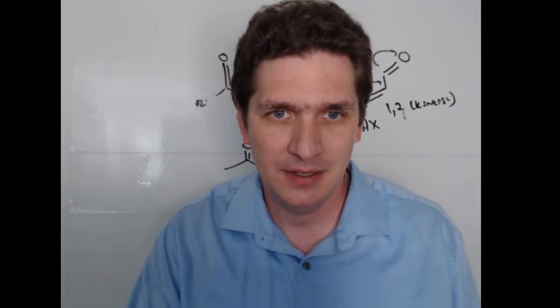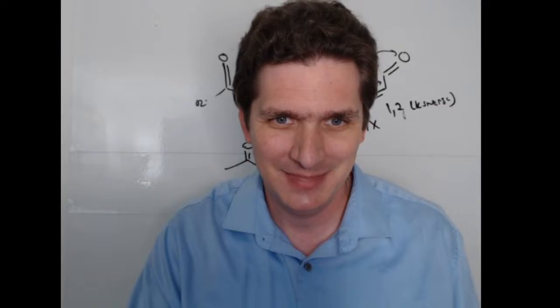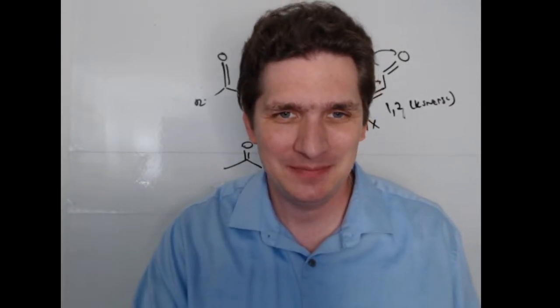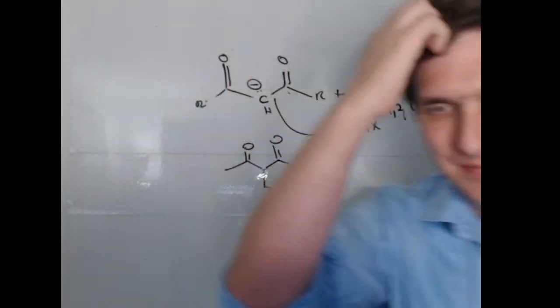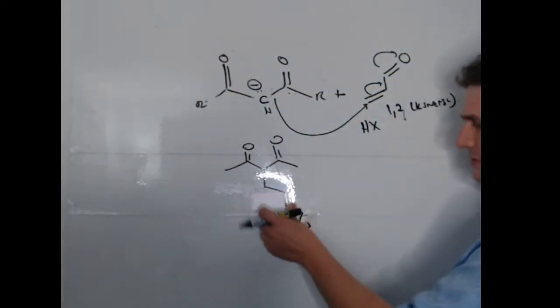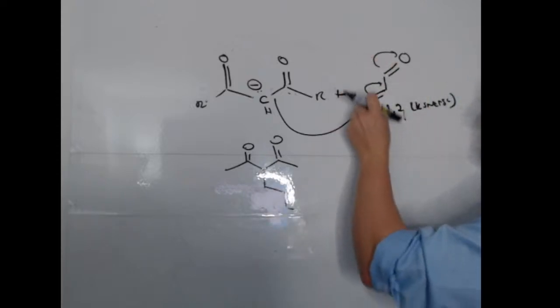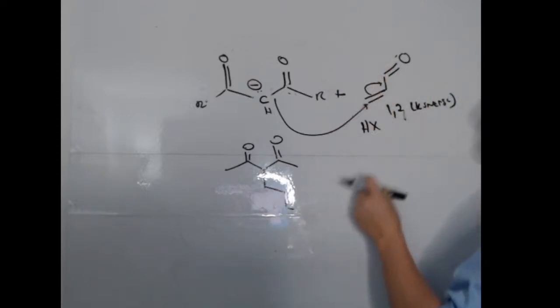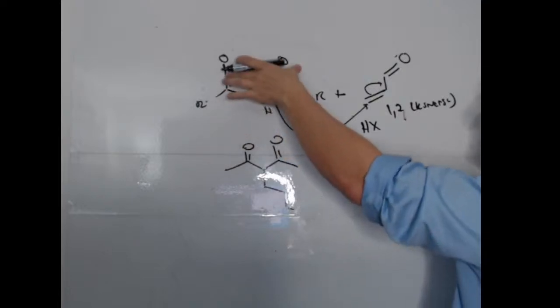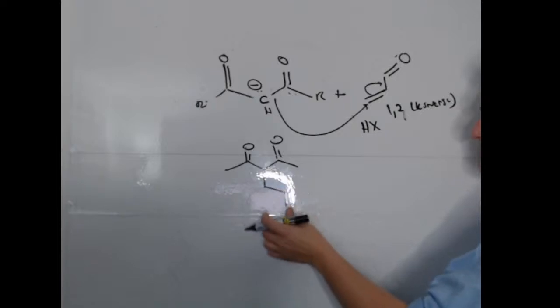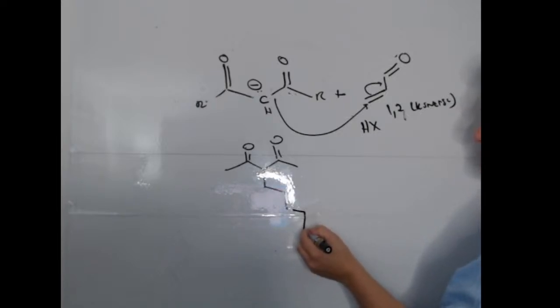Now, here's the problem. Sorry, I said it wrong. Okay, so we'll get an attack here. Basically, we just get HX addition. So this will be the X, and we add it here, and then the H will go to the more substituted position. So far, so good.